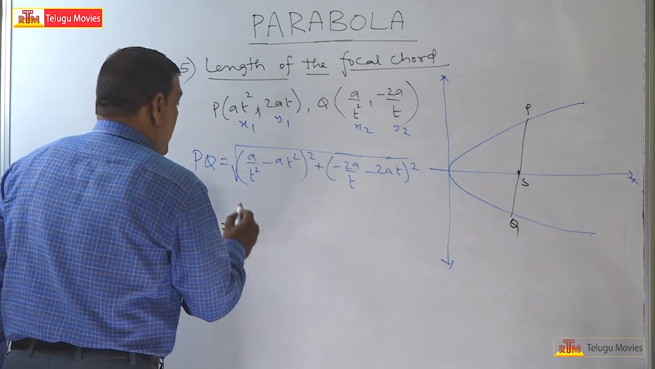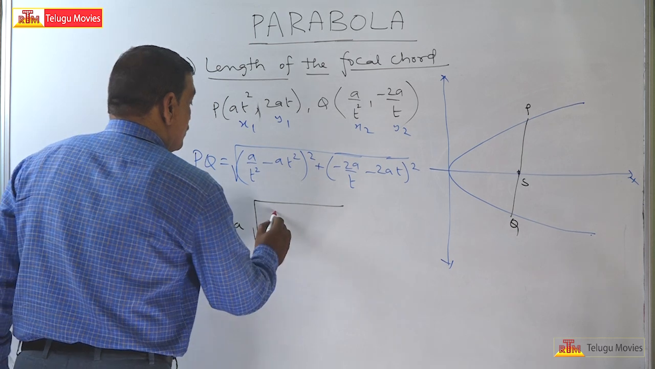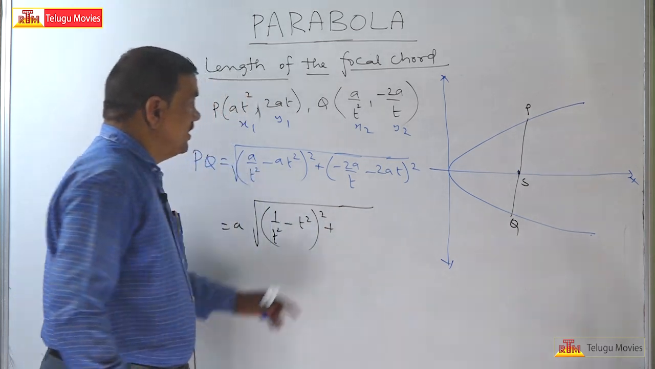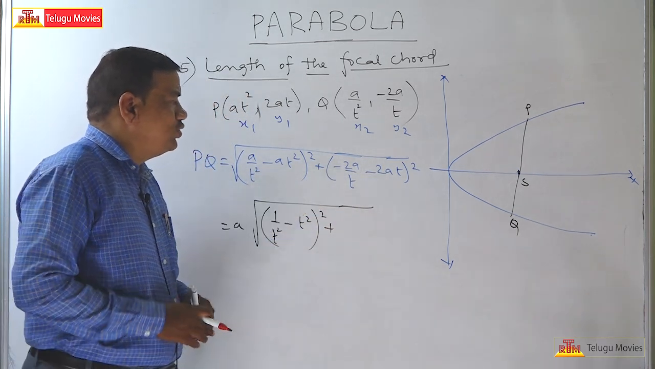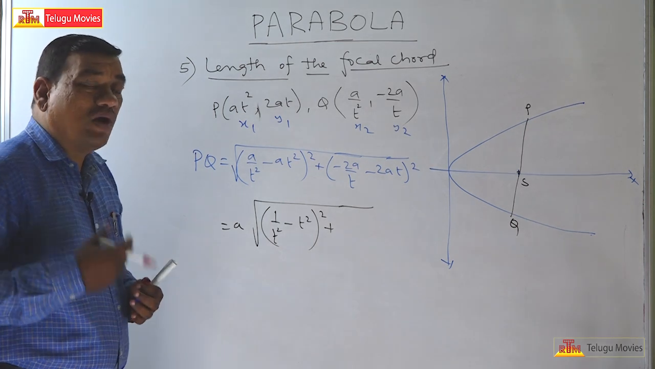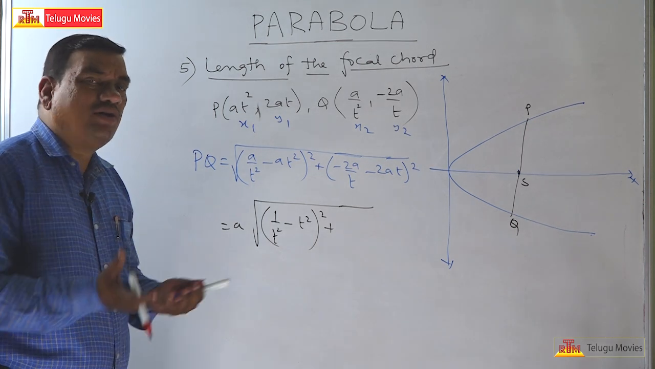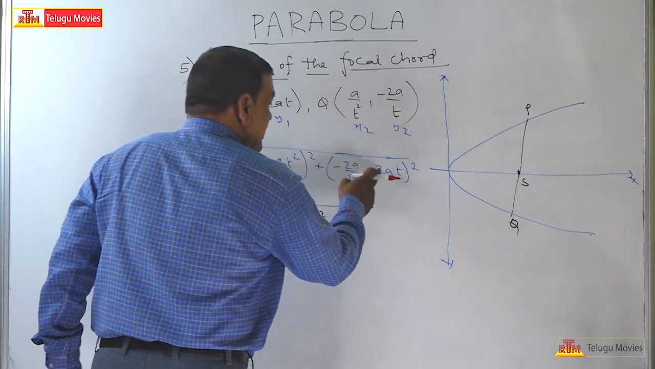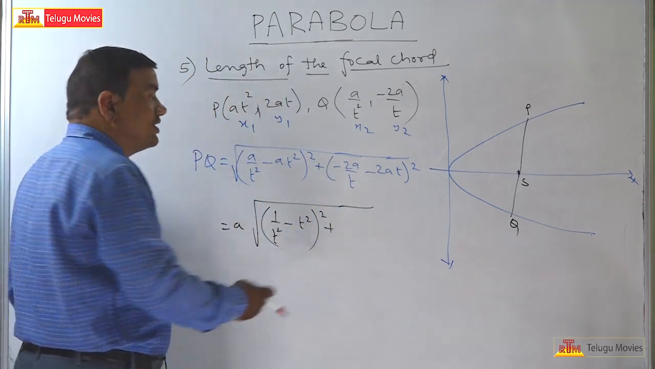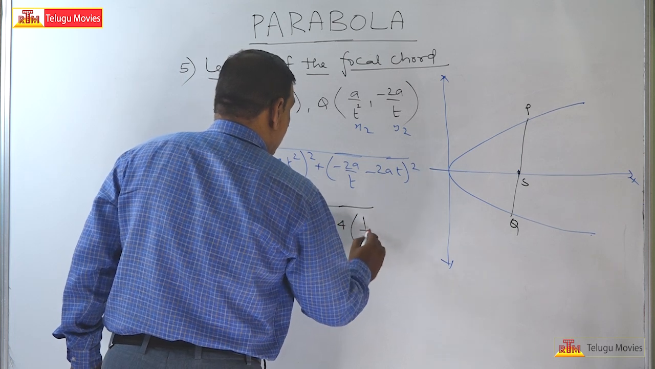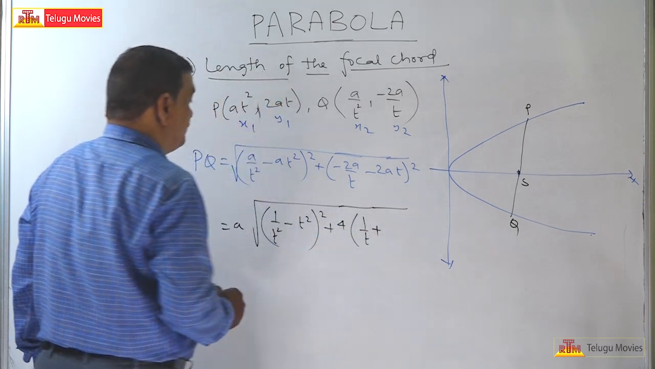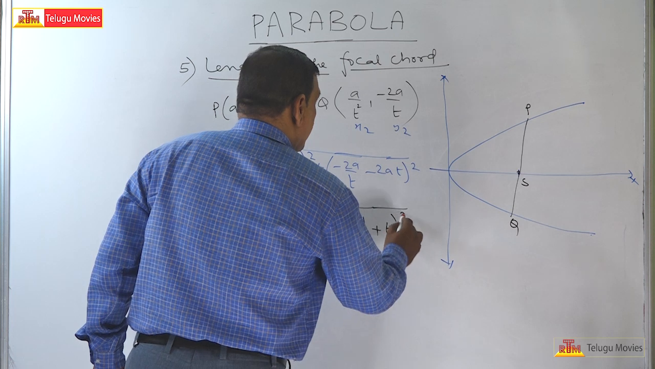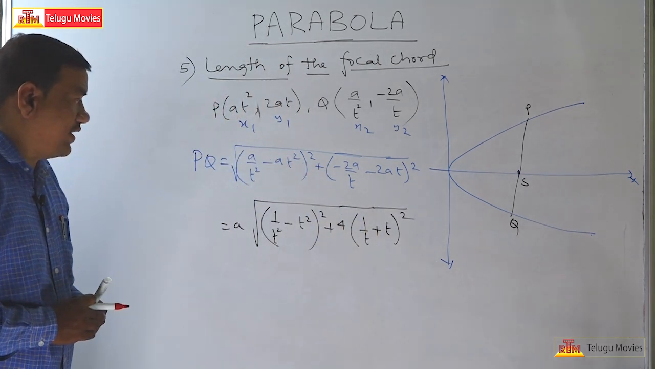So this is equal to a into under square root of (1 by t square minus t square) whole square plus, here actually two minuses are there, you can take one minus common outside, so you can write both as plus. Why? Because if you take minus common outside, minus 1 whole square will become 1. Again take 2 common outside, so 2 square is there, so 4 times (1 by t plus t) whole square.